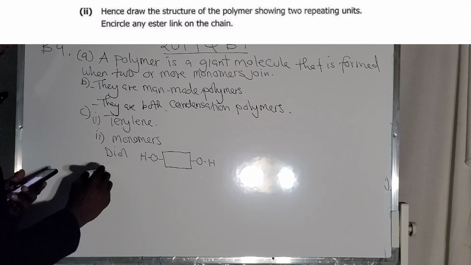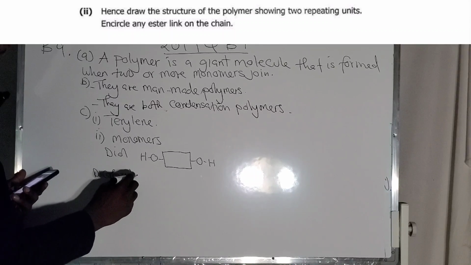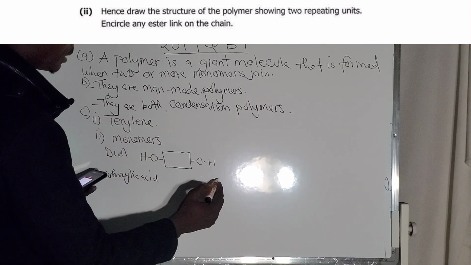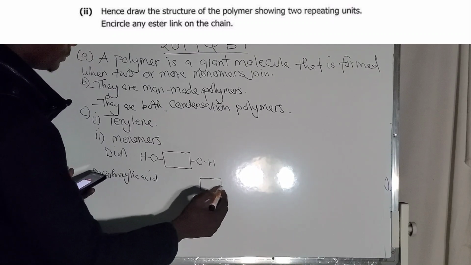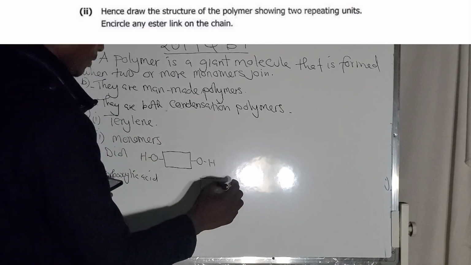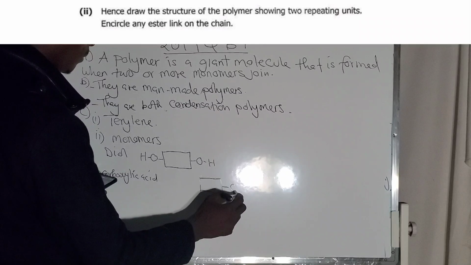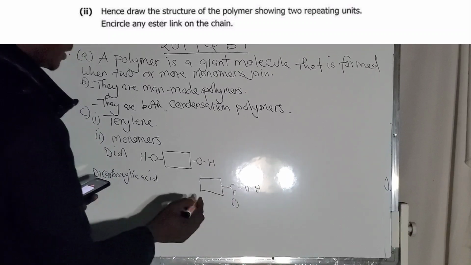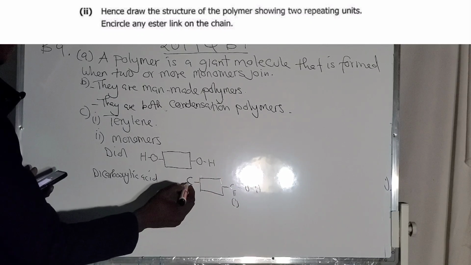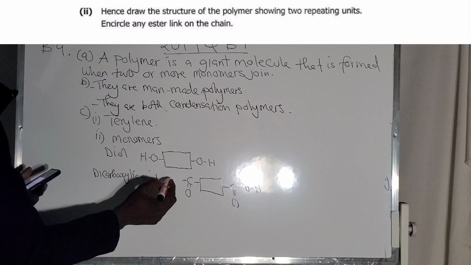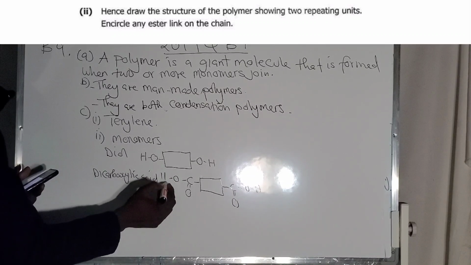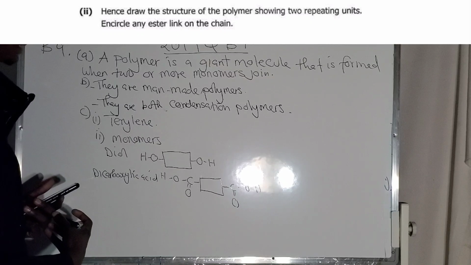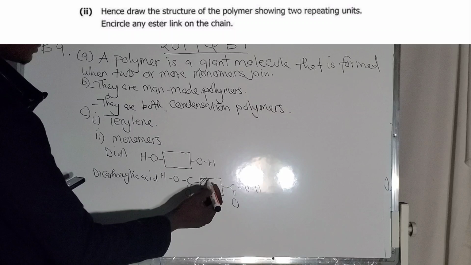And then you also have a dicarboxylic acid. The structure of a dicarboxylic acid is simple. You have a rectangle here as well. Then you have carbon, a double bond to oxygen, then on this side you have hydroxyl. Same here, carbon, double bond, oxygen, single bond, hydroxyl. Now, one of the two should be shaded to differentiate the two when you draw the structure of terylene. So let me just shade this one to show repeating units.